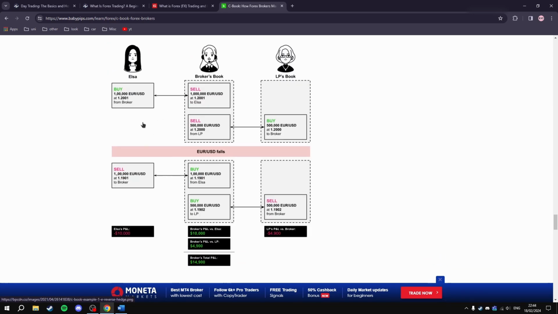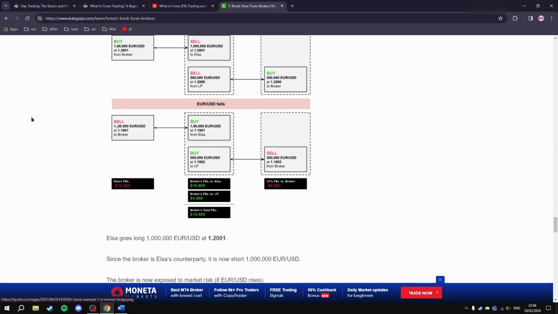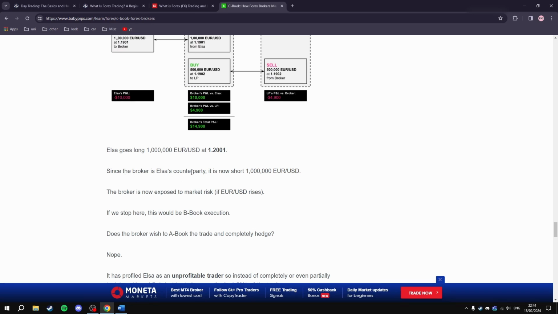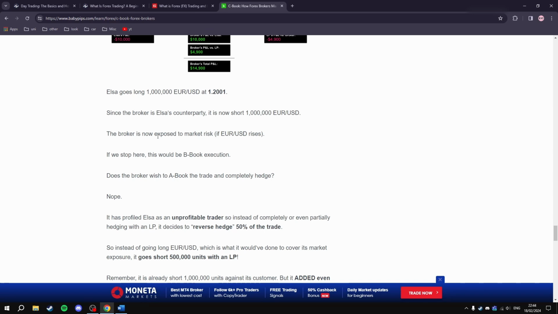So Elsa goes long 1 million EUR/USD at 1.2001. Since the broker is Elsa's counterparty, it is now short 1 million EUR/USD. The broker is now exposed to market risk if EUR/USD rises. If we stop here, this would be B-book execution.